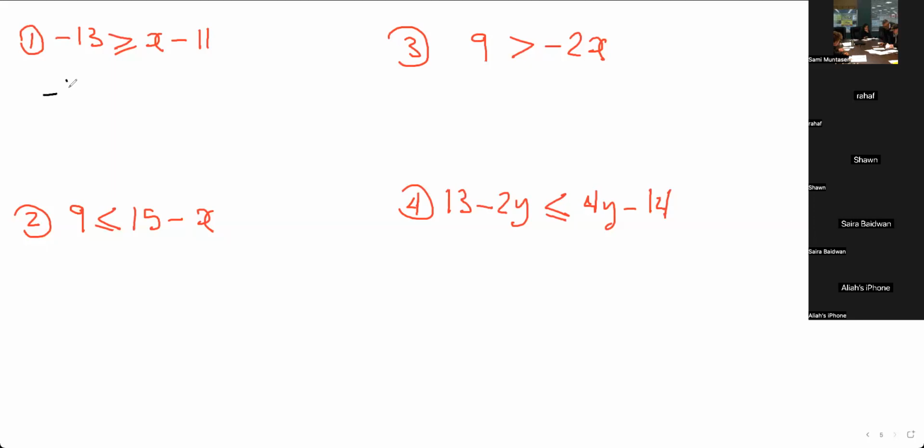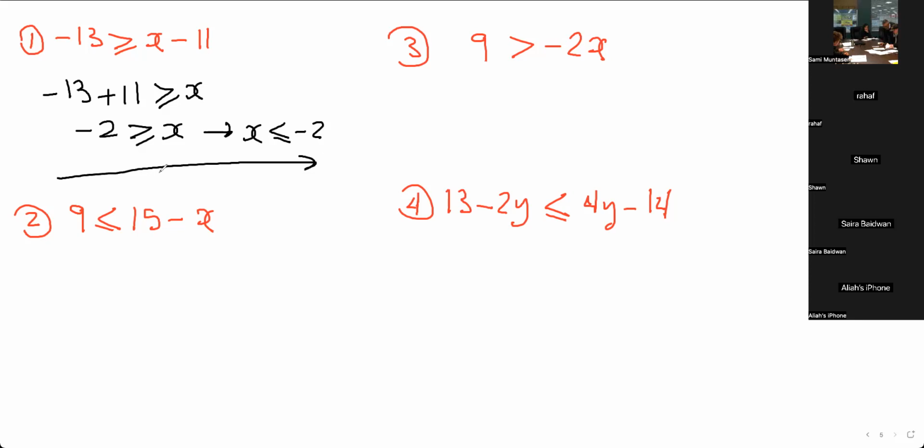I'm going to keep the negative 13. I move the negative 11 to the other side of the equal sign. It becomes a plus 11 is greater than or equal to x. Negative 13 plus 11 is negative 2 is greater than or equal to x. And therefore, you could rewrite this as x is less than or equal to negative 2. As long as, if you could read it from here, x is less than or equal to negative 2, write it in this form is better.